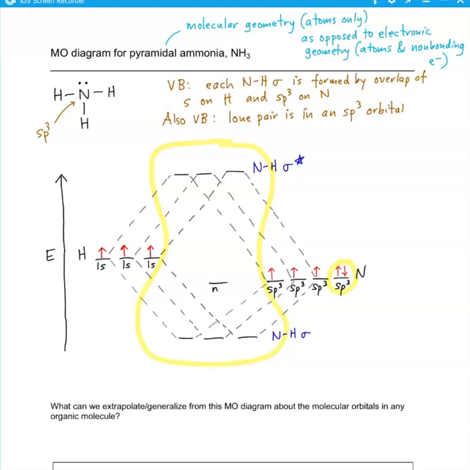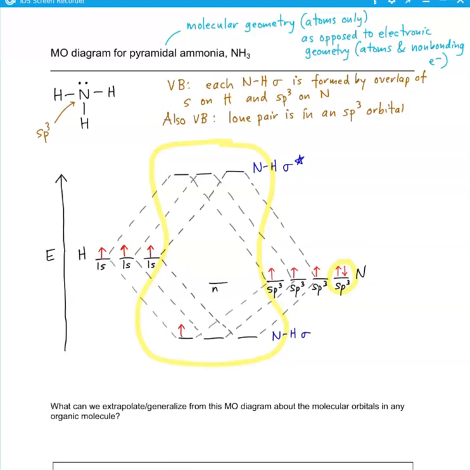Okay, so now we have a set of electrons that came in with the atomic orbitals, and we need to put those into our new molecular orbitals. So there's 3 from the hydrogens and 5 from the nitrogen for a total of 8 electrons. So using Aufbau, Pauli exclusion principle, and Hund's rule, we would start at the bottom. So our lowest energy molecular orbital is an NH sigma. So we'll put 1 electron there.